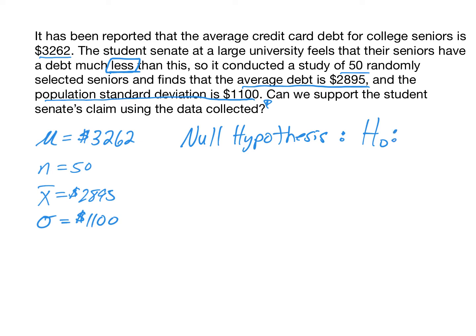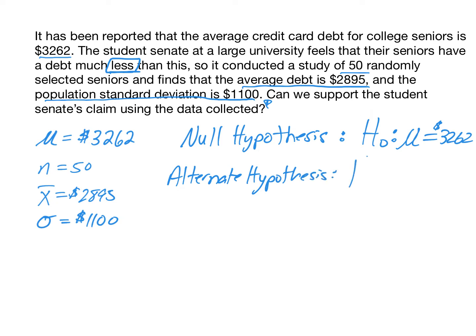It is always going to be mu equaling whatever they gave us for the mu in our problem. In this case, it's 3262. Our alternate hypothesis is the second thing you need to find. It's denoted by H sub 1. It is also about mu, but this is where the less than comes into play. Less than 3262.